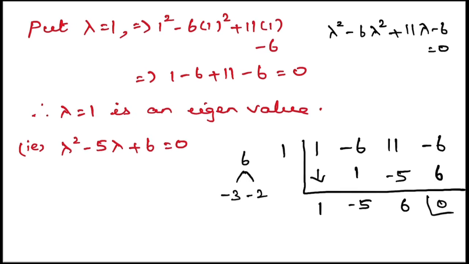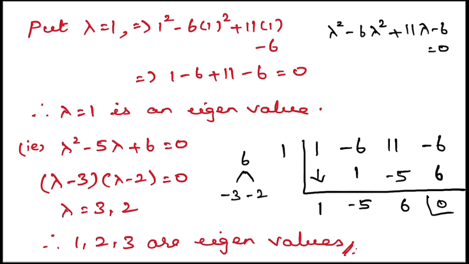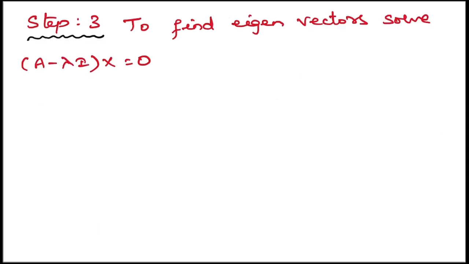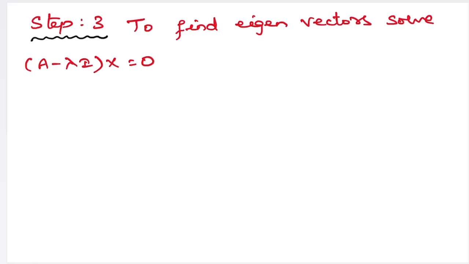Now find the roots. What can we put for 6? Minus 3 and minus 2. So, lambda minus 3 into lambda minus 2 is equal to 0. So, lambda is equal to 3, 2. So, therefore, 1, 2, 3 are eigenvalues. So, step 2 is finished so far. Next, step 3, to find eigenvectors, solve (A minus lambda I) x is equal to 0.